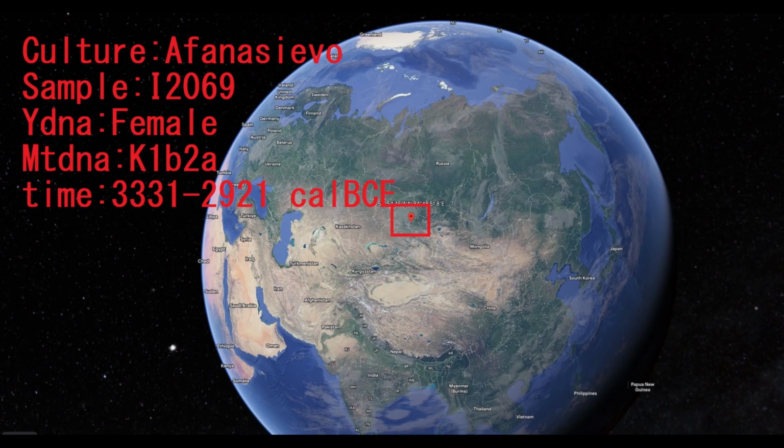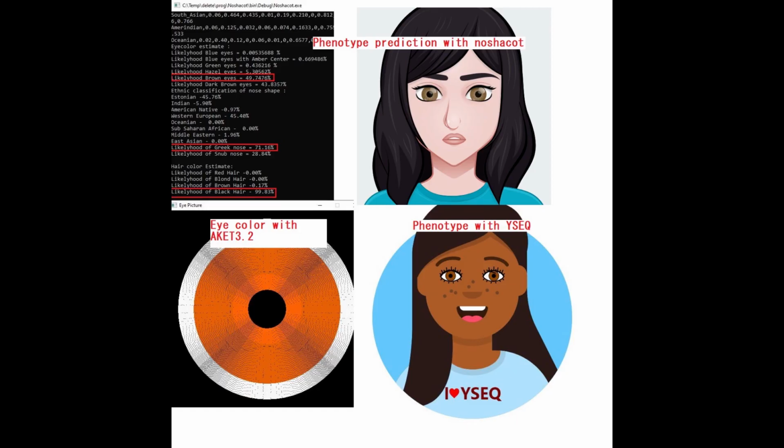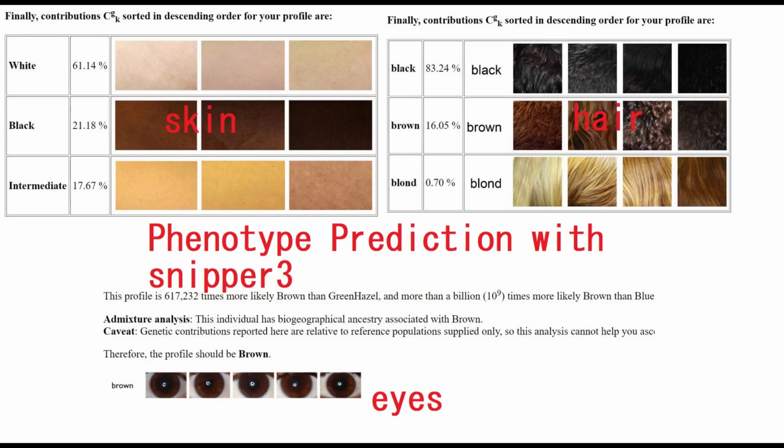Hello, in this video we will be looking at DNA and predicted traits of a Bronze Age Indo-European woman from Siberia. GED match results will be later in the video. This is her predicted phenotype with NOSHACOT. Interestingly, HIrisPlex predicts her to have dark skin as well, and I think this very conclusively puts the whole blonde Afanasievo myth to rest.